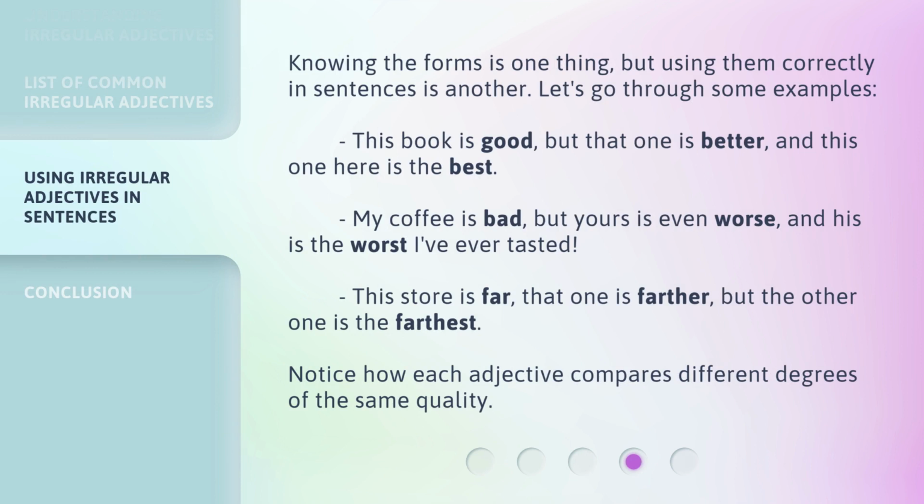Knowing the forms is one thing, but using them correctly in sentences is another. Let's go through some examples. This book is good, but that one is better, and this one here is the best. My coffee is bad, but yours is even worse, and his is the worst I've ever tasted. This store is far, that one is farther, but the other one is the farthest. Notice how each adjective compares different degrees of the same quality.